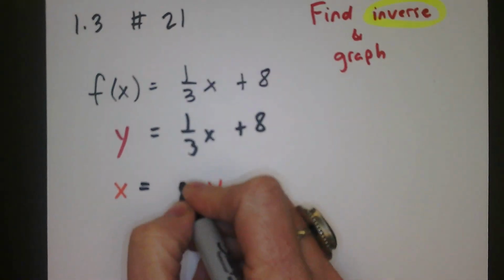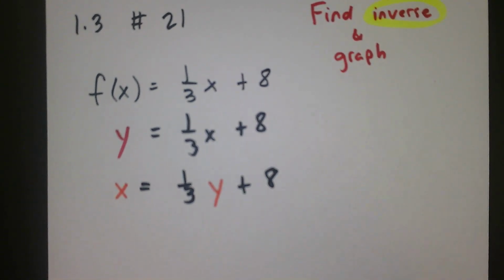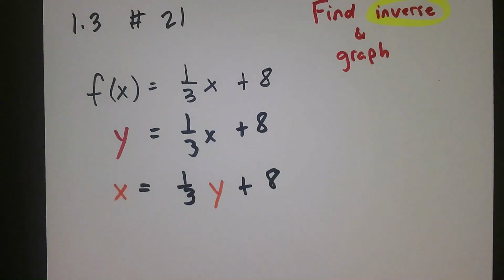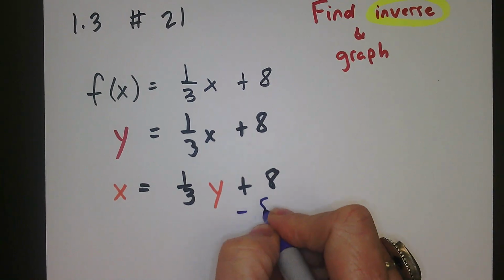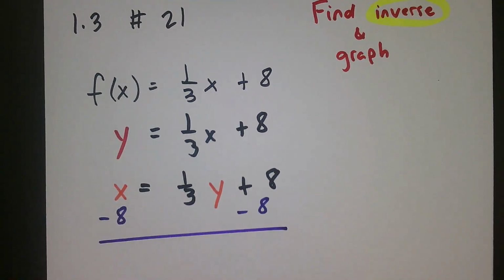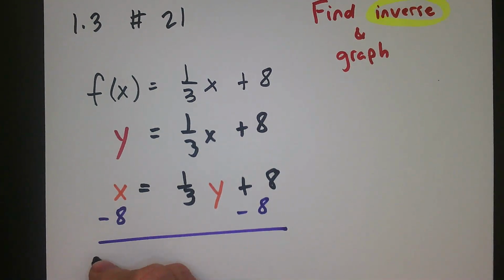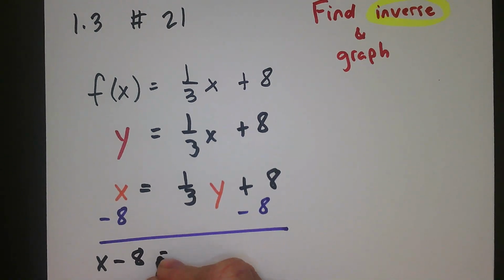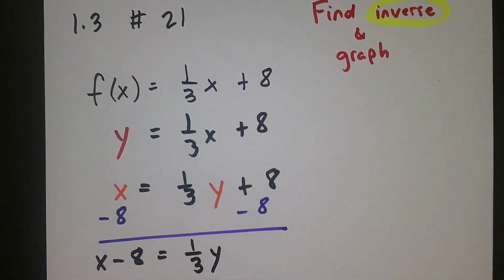So put everything else back. This is 1/3 y plus 8. We are going to solve this equation for y. So now I'm going to get y by itself by subtracting this 8 from both sides. These are not like terms, we don't want to make that 8x. It's just going to be x minus 8, and that will equal 1/3 y over here. Plus 8 minus 8 canceled out.